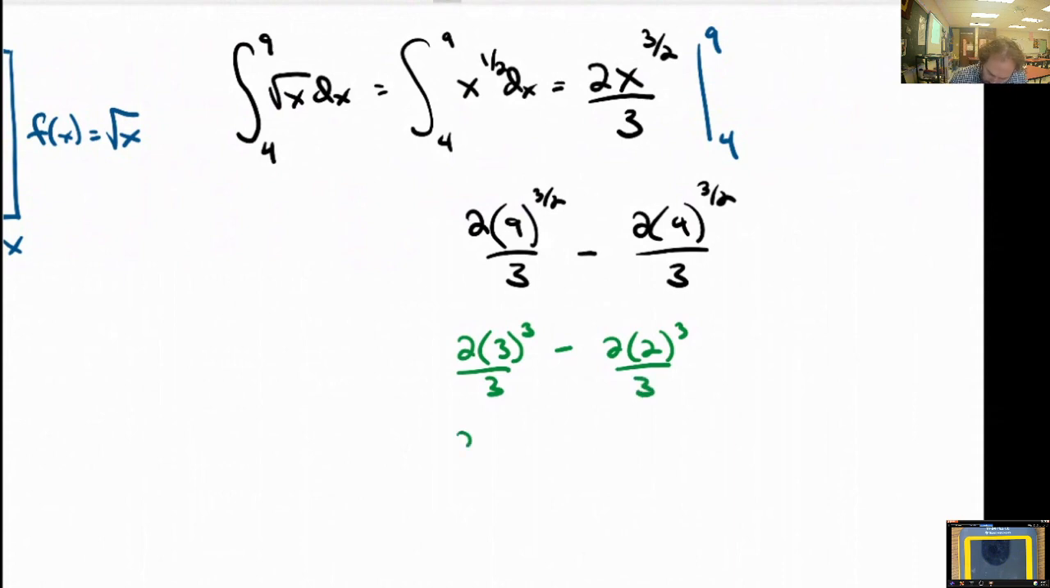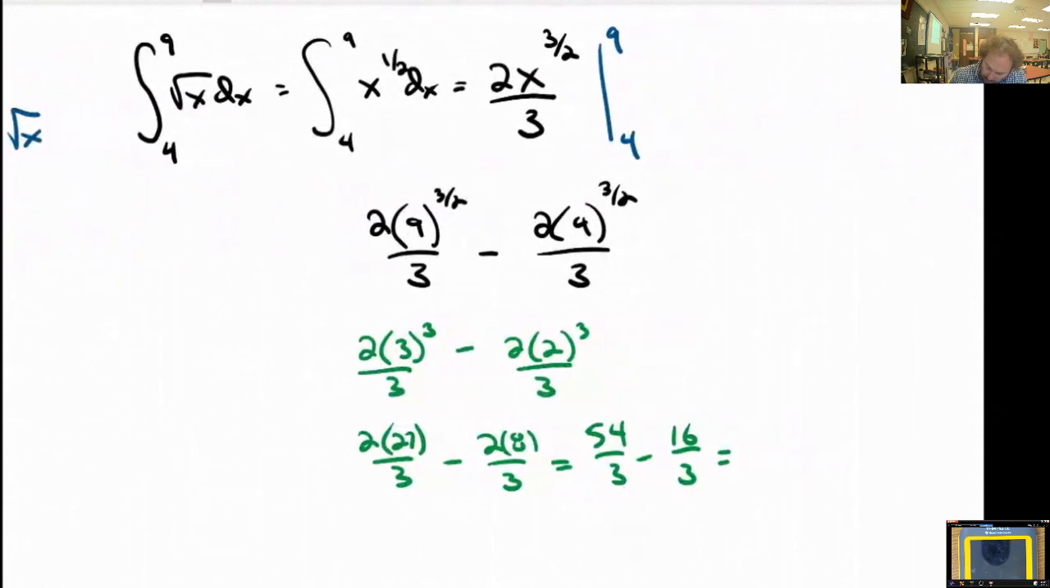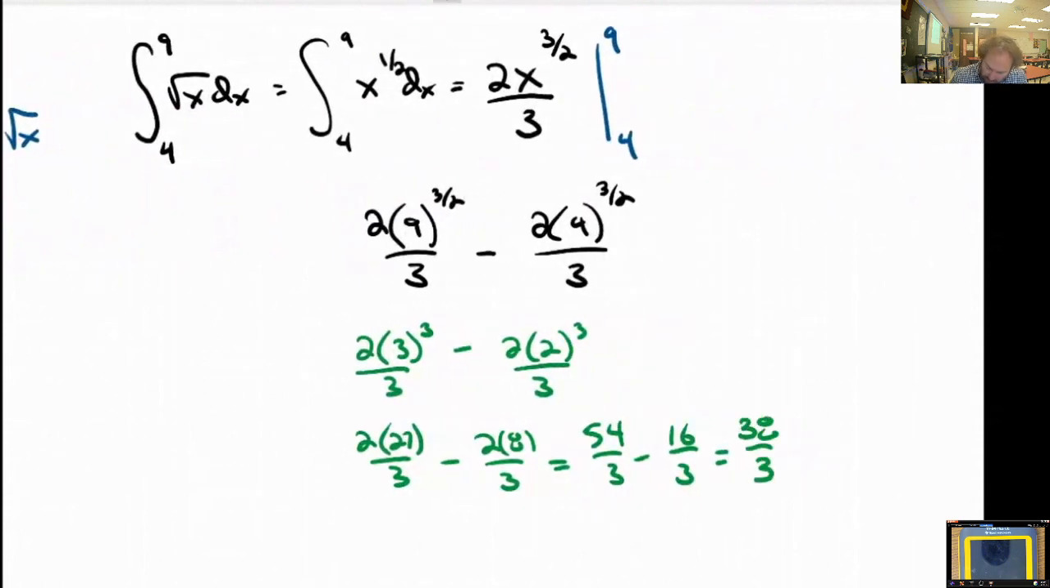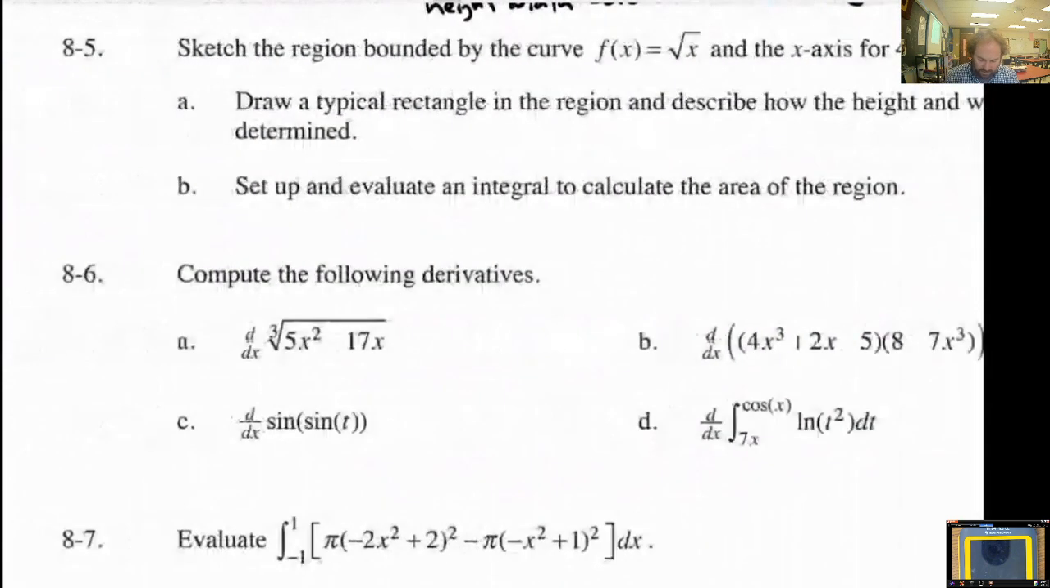So that becomes 2 times 27 over 3 minus 2 times 8 over 3. Which is going to be 54 over 3 minus 16 over 3, which is going to be 38 over 3, and that is not a whole number, so I'm going to leave it as 38 over 3, and that is my answer, and I'm sticking with it. If you want to use a calculator for that, you certainly can, but I don't think you need to for this problem, and that would be kind of fair game for the calculator-free portion of your AP test.